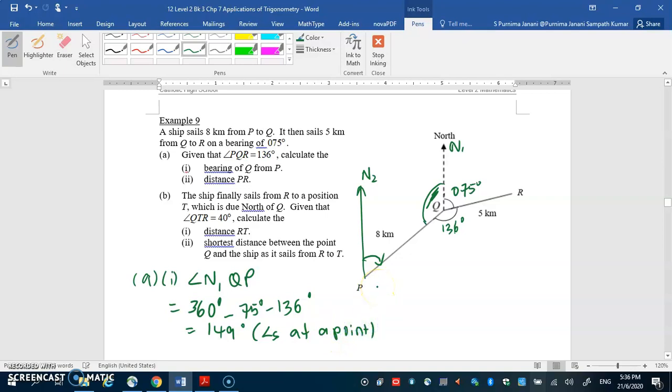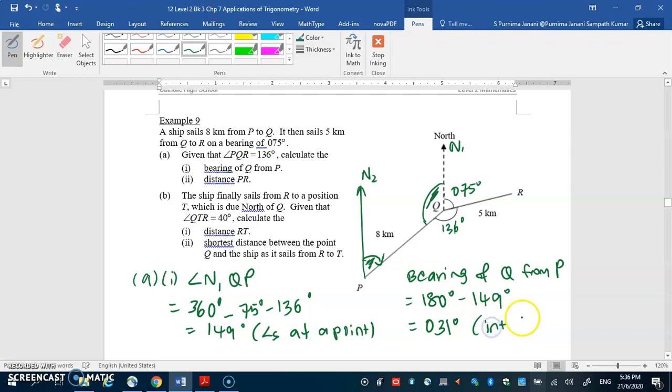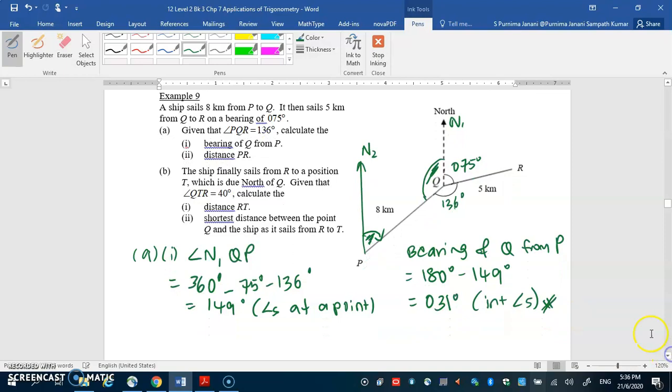Okay, so if I want to find this angle here, which is the bearing of Q from P, I will just take 180 minus 149, which is 31 degrees, but I will write it as 031. And the reason is interior angles. Okay, part 1 done. Part 2, find the distance PR.